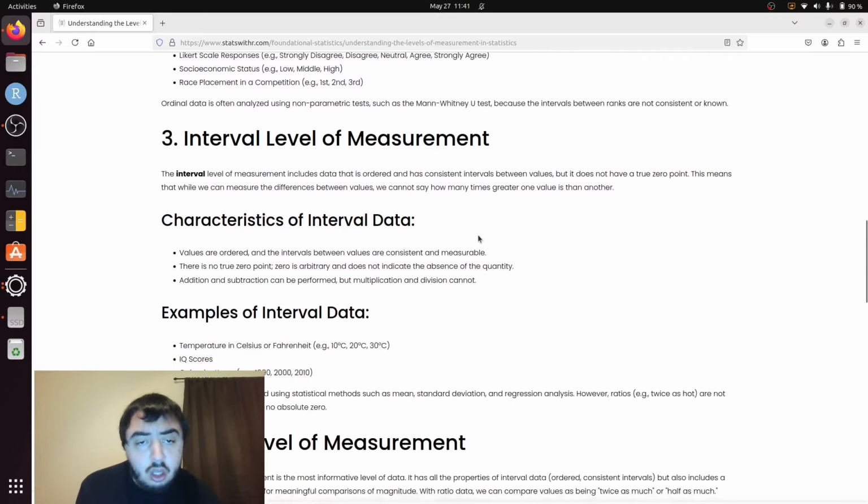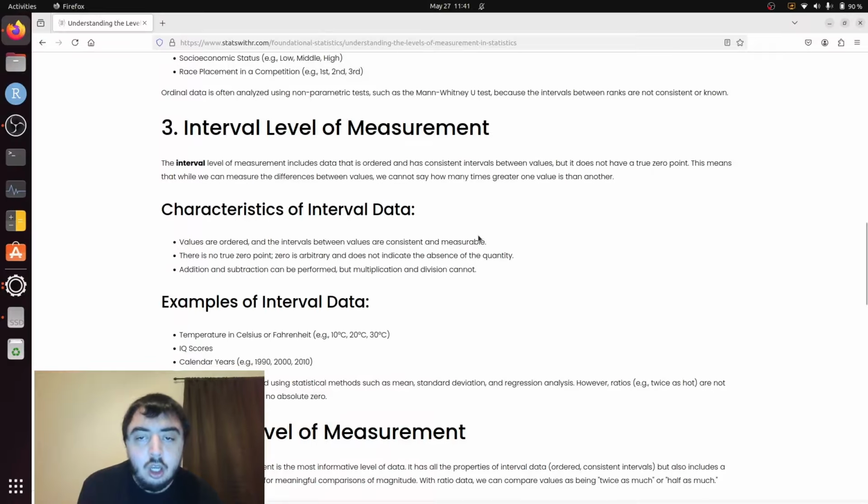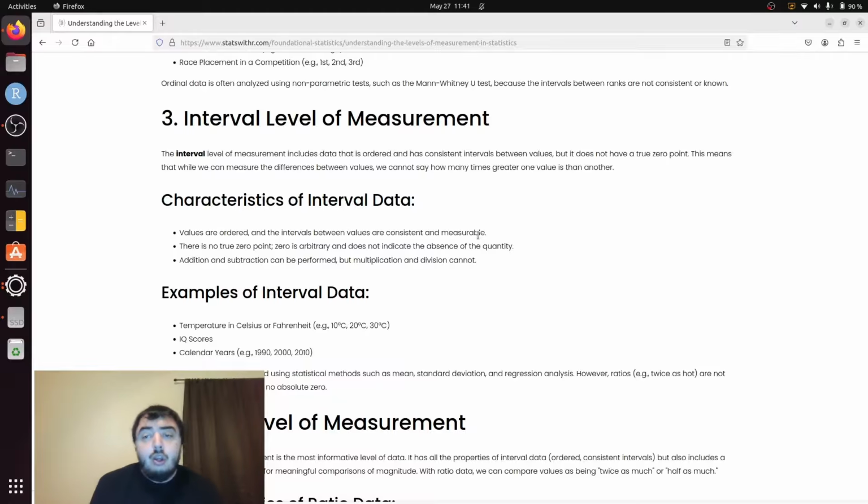So now we have interval levels of measurement, and now we're getting into actual numbers. What defines the interval level of measurement is that the values are ordered and the intervals between the values are consistent and measurable. But there is no true 0 point. 0 is arbitrary or cannot exist. And in this scale, you can do addition and subtraction, but multiplication and division are not necessarily reasonable.